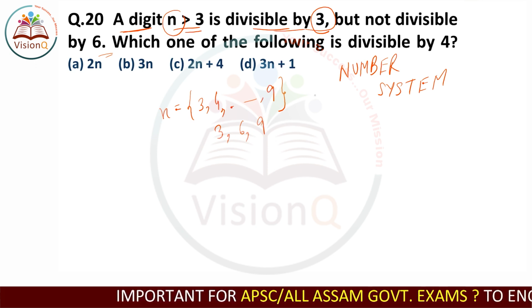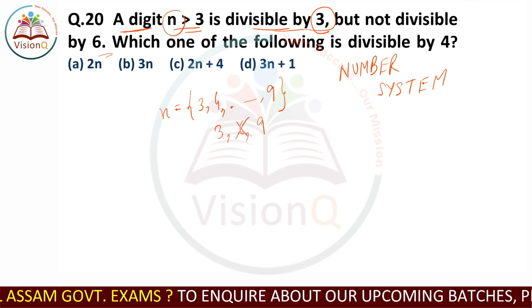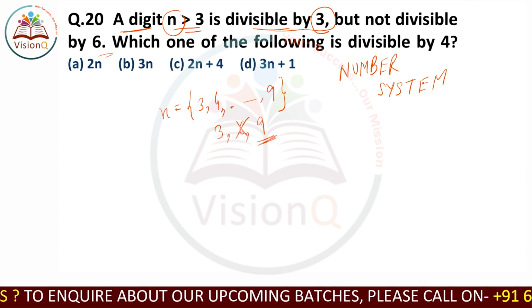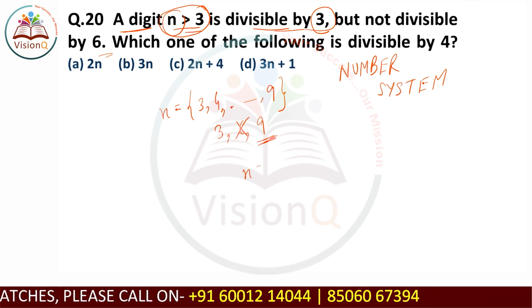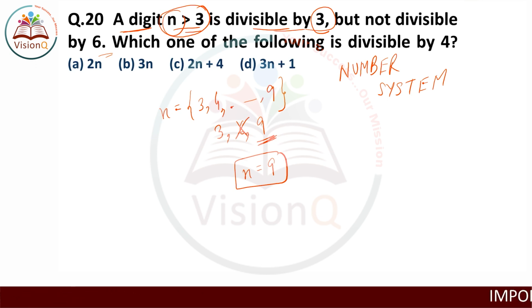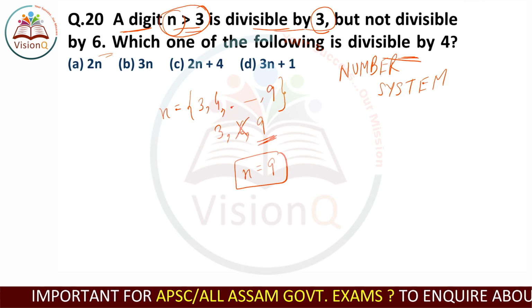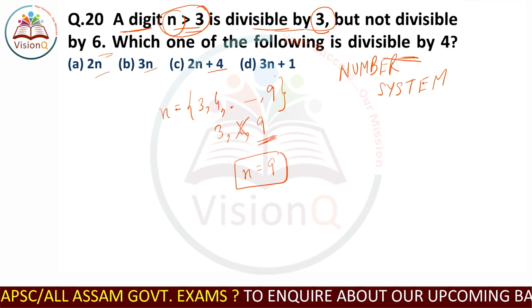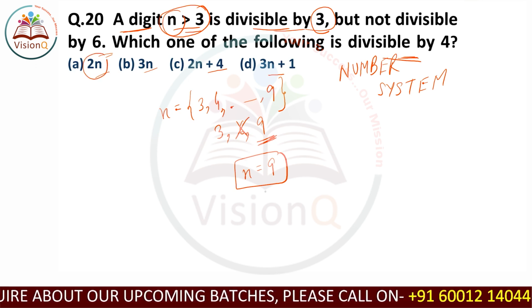But this number should not be divisible by 6. So the possible value of n is only 9, because this number is greater than 3, isn't it? So the digit n should be 9, because it is greater than 3, divisible by 3 but not divisible by 6. So which one of the following is divisible by 4? Now if I put n as 9 in the given options, I need to check which of the options is divisible by 4. 2 into n, 2 into 9 will be 18.